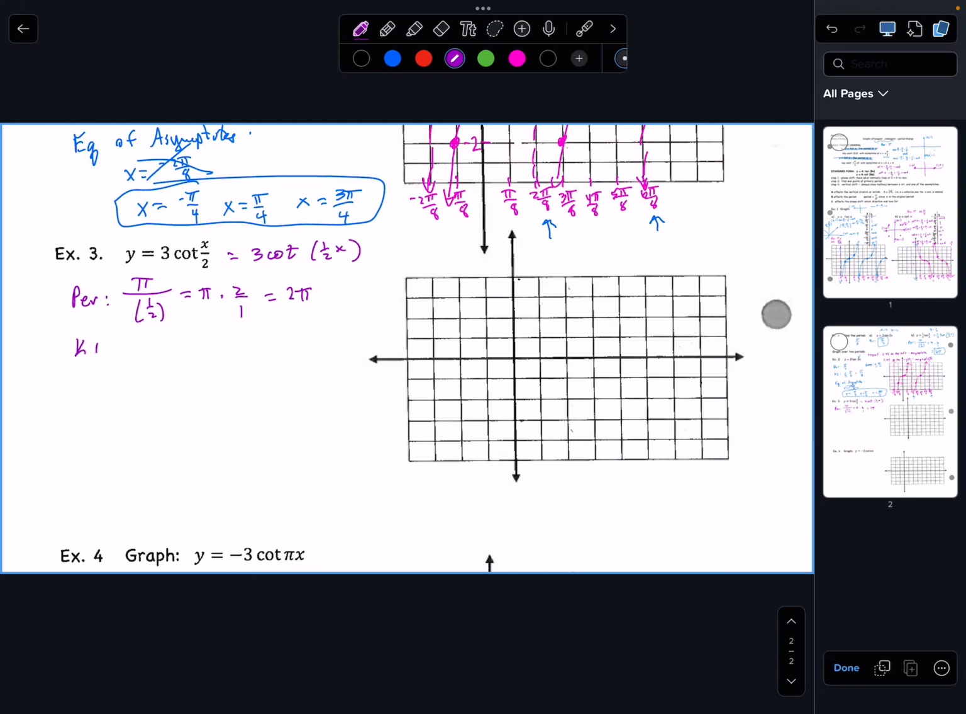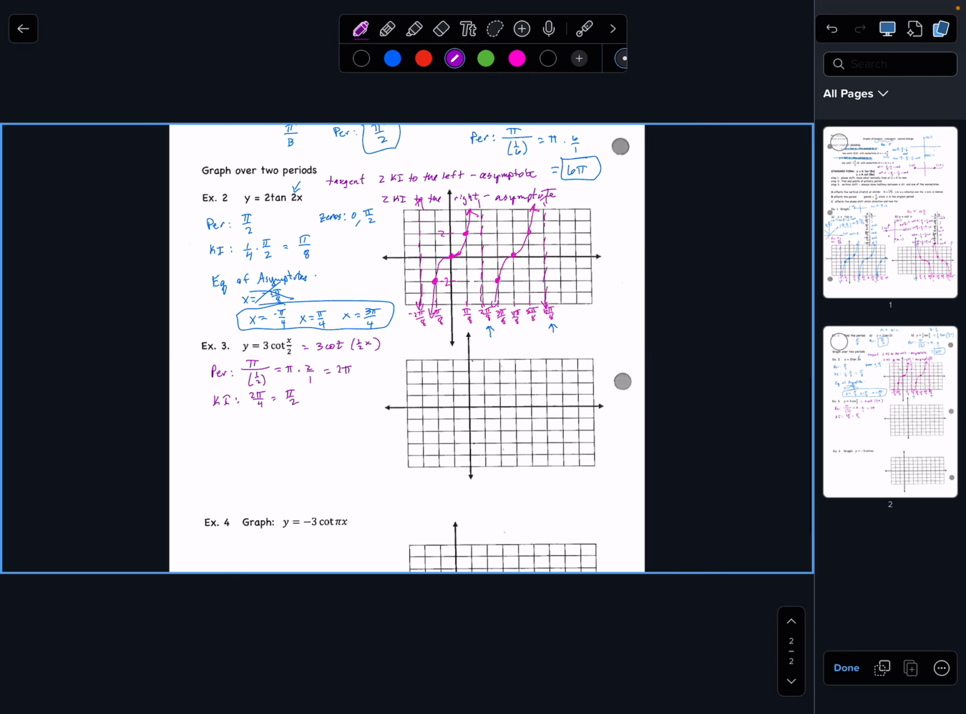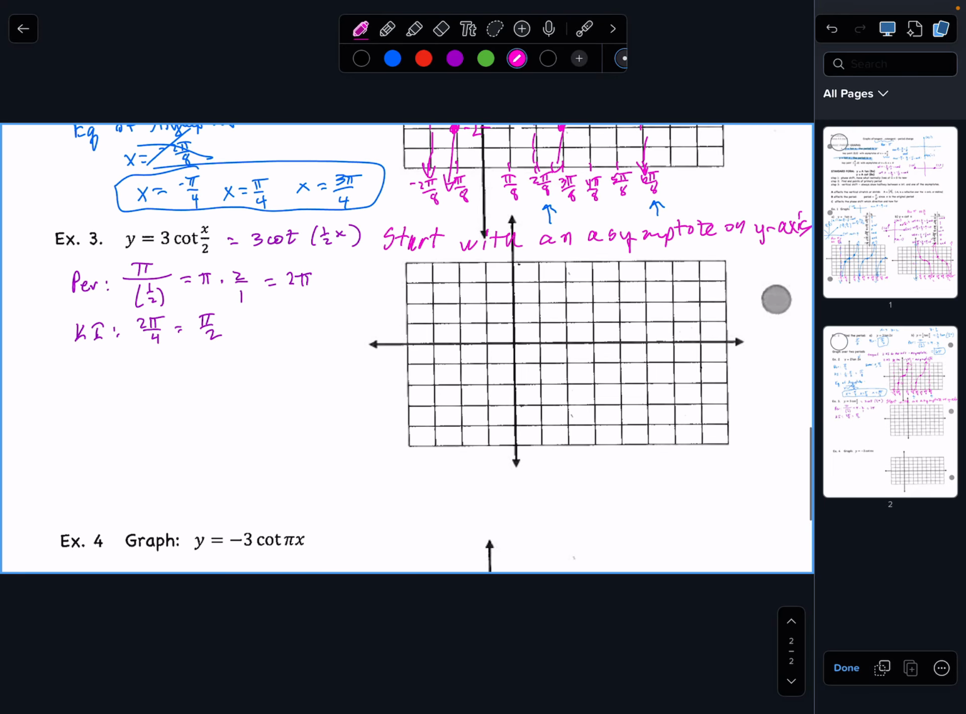And so then the key increment, you take 2 pi and divide it by 4. And the key increment's going to be pi halves. But with cotangent, you start with an asymptote on the y-axis. Because where tangent is 0, cotangent's undefined. So start with an asymptote on the x-axis.